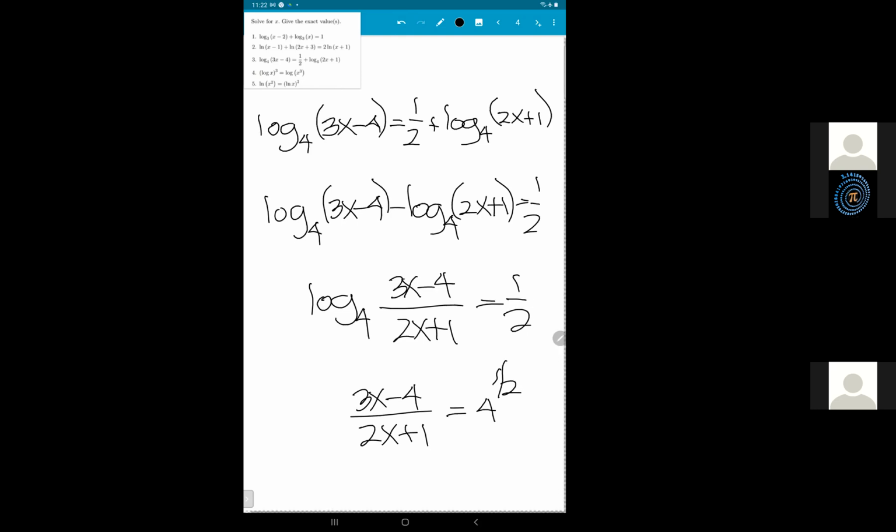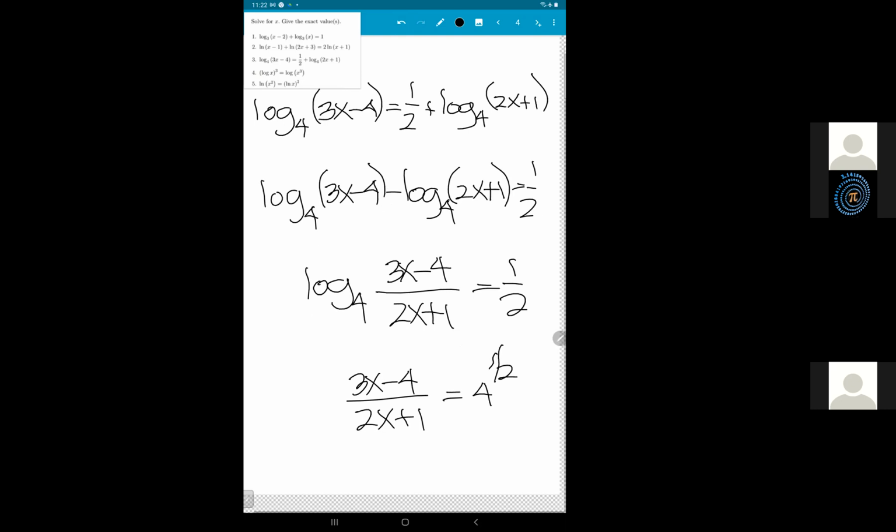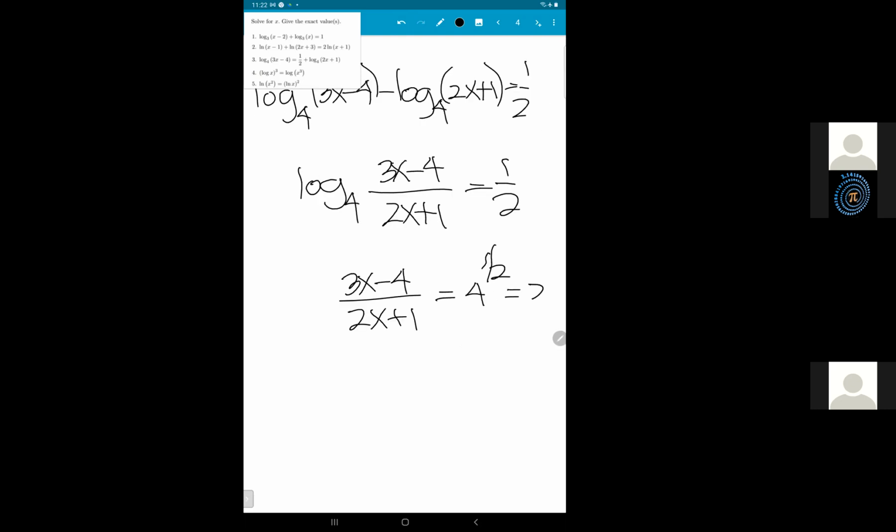Okay, and then solve. So 4 to the 1/2 is 2, and then you can cross multiply, giving 3x minus 4 equals 4x plus 2 after cross multiplication. And then you get x equals -6. Okay, but are we done here? Is that the final answer?